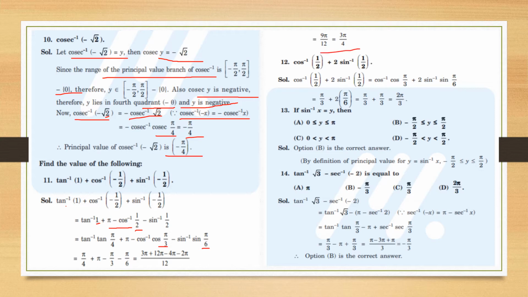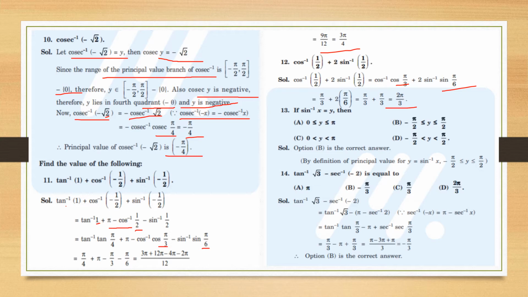Number 12 is cos inverse half plus 2 sin inverse half, right? So cos inverse half plus 2 sin inverse half. So half is cos pi by 3 and this sin half is sin pi by 6. So it becomes pi by 3 plus 2 times pi by 6, and the answer is 2 pi by 3.